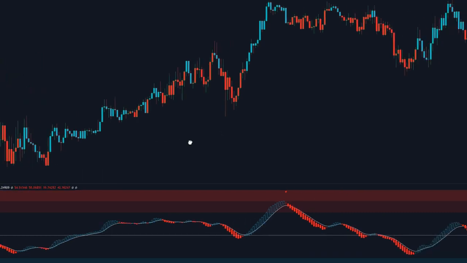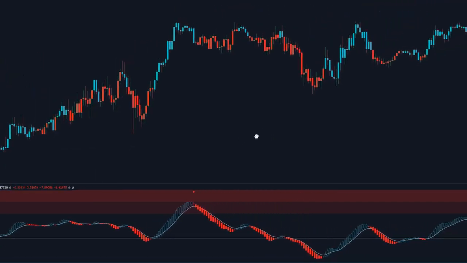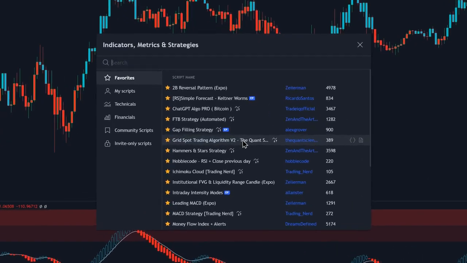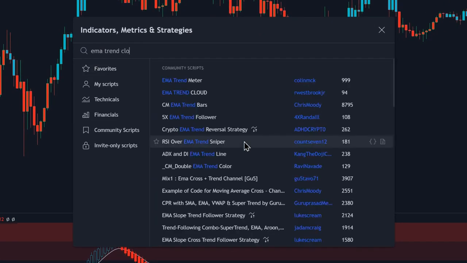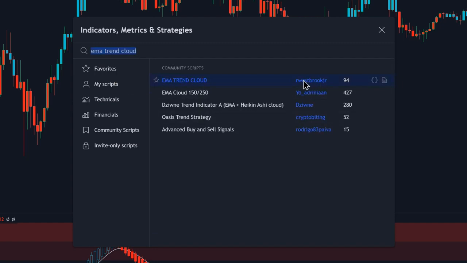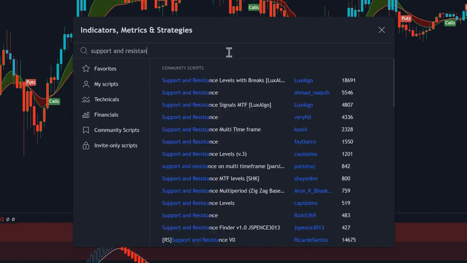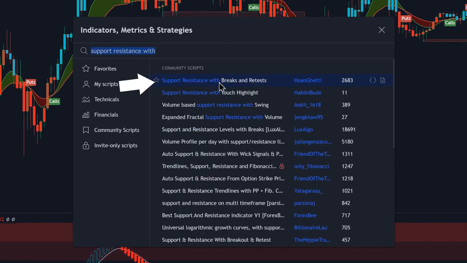Now, to finalize our setup for this strategy, we're gonna add 2 more indicators to the chart. Open the Indicators tab and type in EMA Trend Cloud. Select this one by R. Westbrook Jr. Next, type in Support and Resistance with Breaks. Select this one by Han Getty.